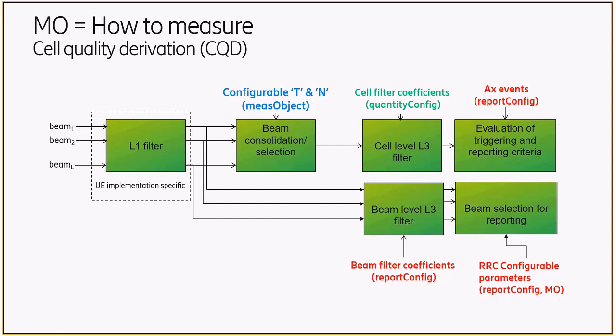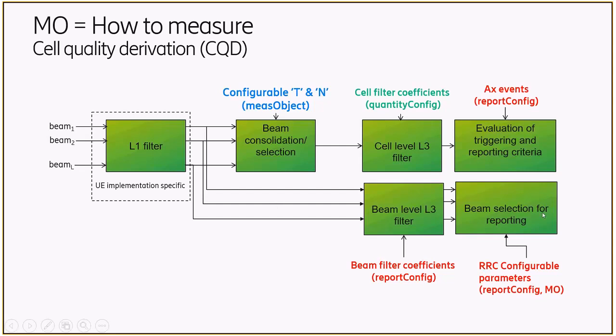So at the end, you will have a cell RSRP, for example, or a cell RSRQ, but those are based on these layer 1 beam measurements. And then you do the evaluation criteria in the same way as in LTE. These thresholds for the cell quality derivation, as I said, they are configured in the measurement object. The cell level layer 3 filter is this quantity config I briefly mentioned. It goes in the meas config. And this evaluation of triggering criteria is basically what we call the events. I will talk about that in the next slide.